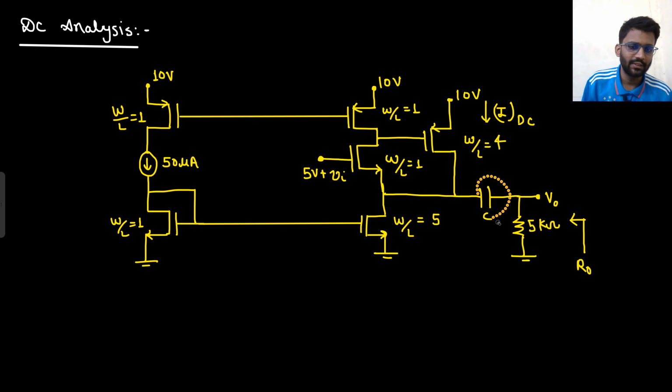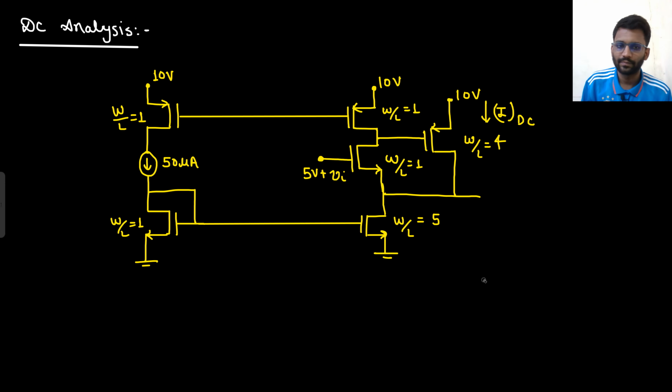Since you are doing the DC analysis, this will be shorted, sorry, open circuited. This capacitor will be open circuited. This part will be gone. Well and good. So this is just connected like this, right? Anything else can be gone. This small signal V in will be gone. That's it. This is the circuit for small signal DC analysis.